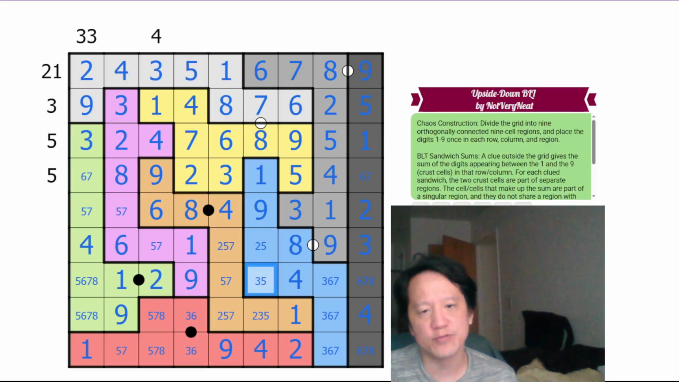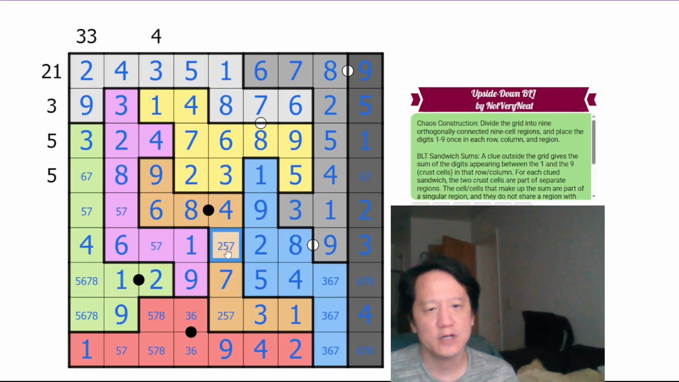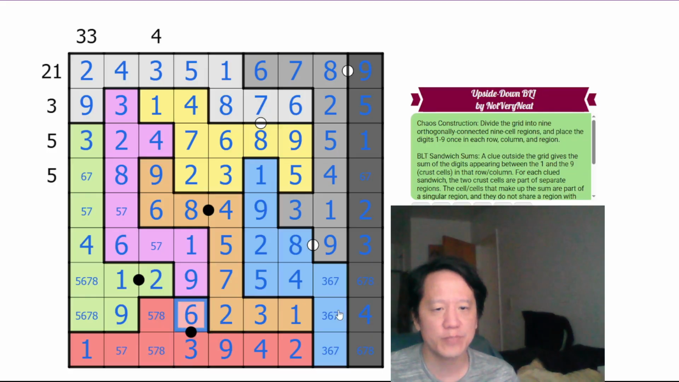Blue cannot have 3, 6, or 7 in the rest of the region, so this is 5, that's 2. 5 eliminates 5 here, so it's 7. No 2 or 5 here, it's 3. No 2 or 7 here, it's 5. No 5 or 7 here, it's 2. 3 eliminates 3 here, so it's 6 and 3. Neither of these can be 3. Where's 3 in the blue region?